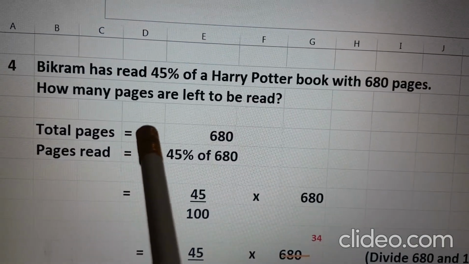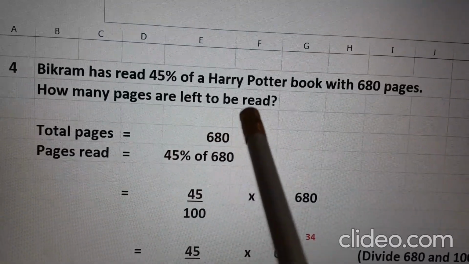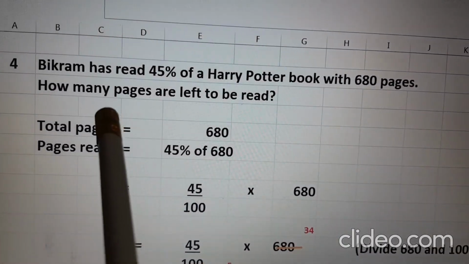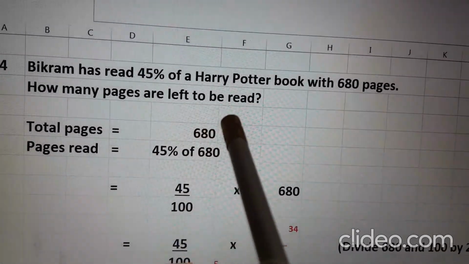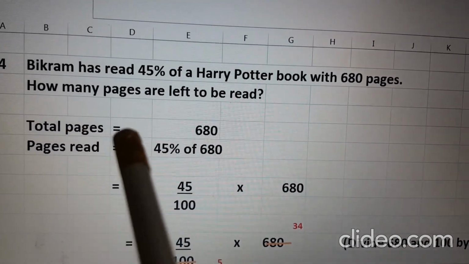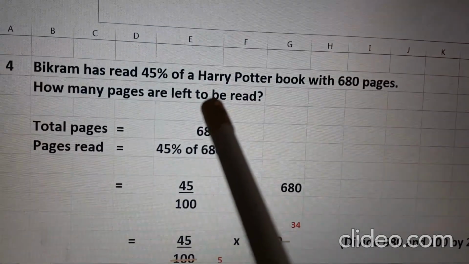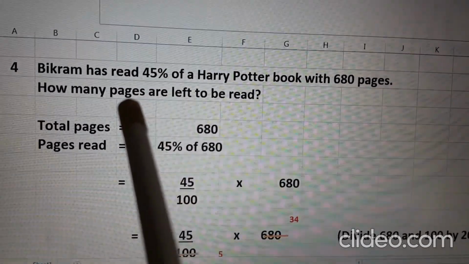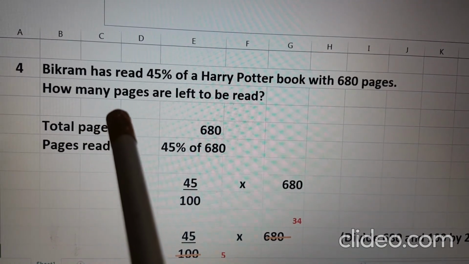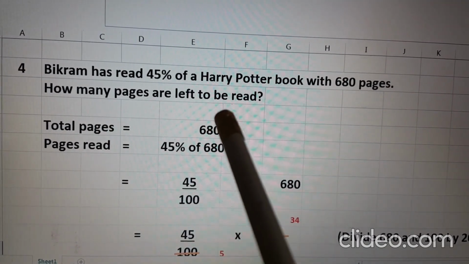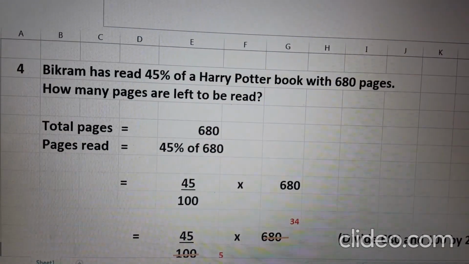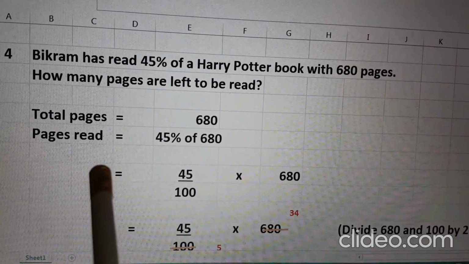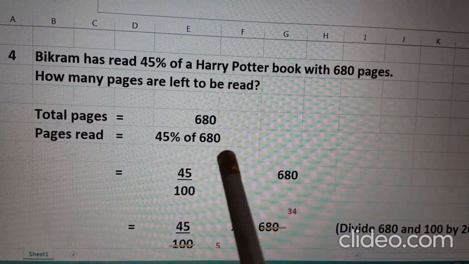Fourth part is Bikram has read 45% of a Harry Potter book with 680 pages. How many pages are left to be read? Now understand the question. There is a book named Harry Potter and Bikram has read 45% of it. So you have to find out how many pages are still left to be read. अभी उसको और कितने पढ़ने हैं? Let's find out. Total pages are 680. Pages read कितने पढ़ लिए? 45% of 680.